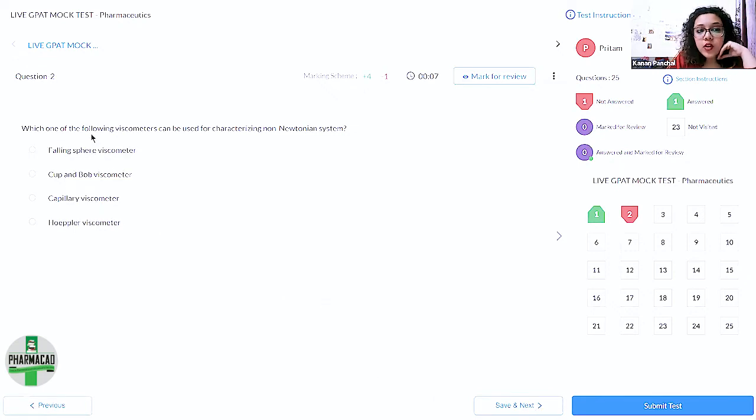What about this? Which one of the following viscometers can be used for characterizing non-Newtonian system?